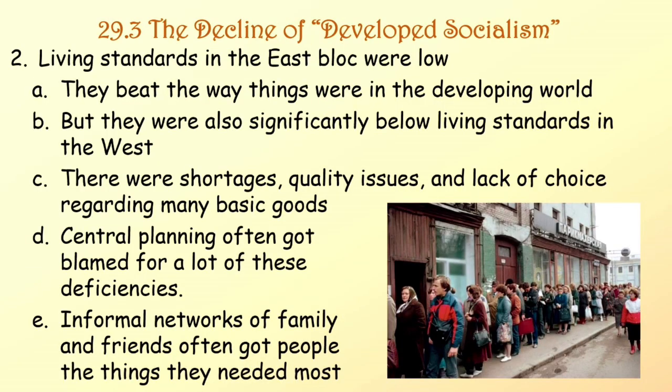Living standards in the East Bloc were low. They beat the way things were in the developing world, but they were significantly below living standards in the West. There were shortages, quality issues, and lack of choice regarding many basic goods. Central planning often got blamed for a lot of these deficiencies. Informal networks of family and friends often got people the things they needed most.